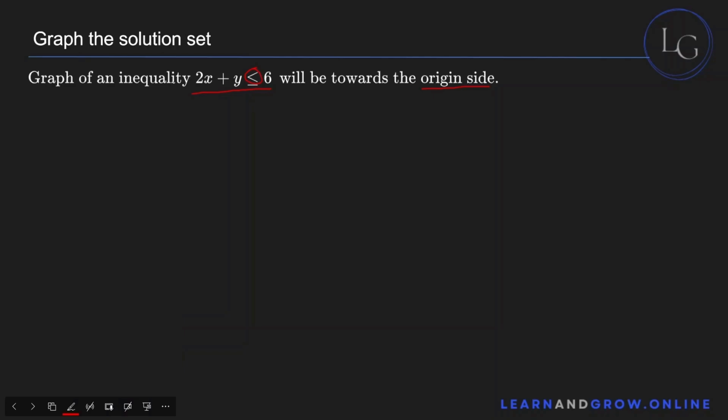Now, the graph, the result was true. 6 is indeed greater than 0. Or 0 is less than 6, that's the same thing really. So the graph of the inequality will be towards the origin side. What do we mean by that?